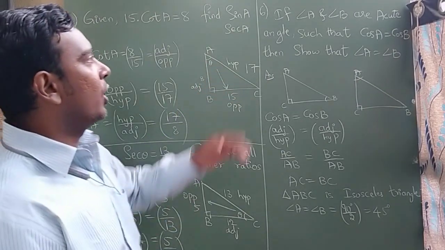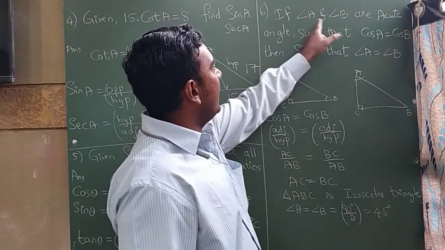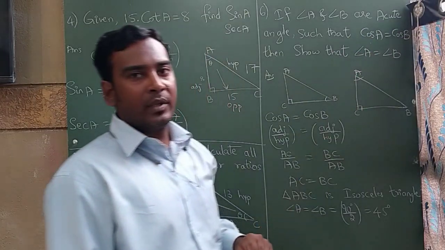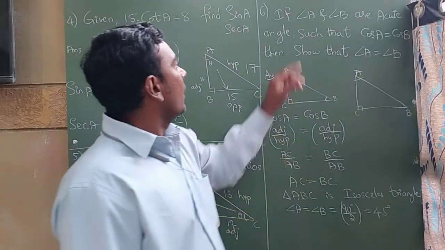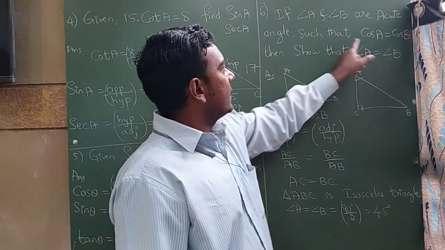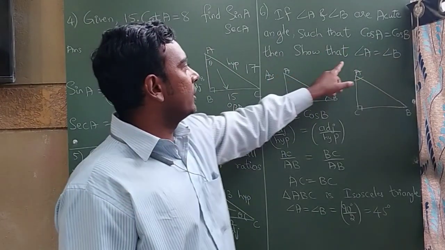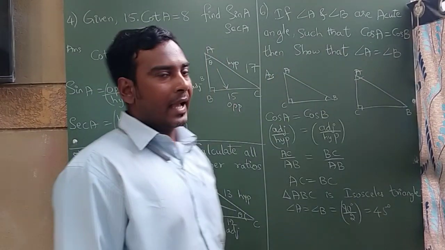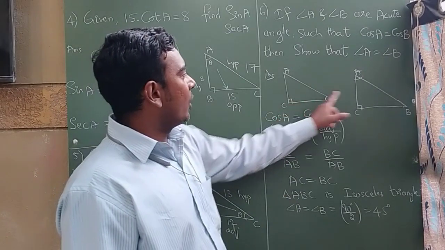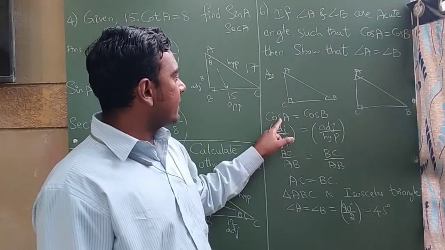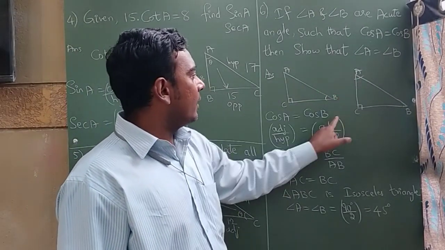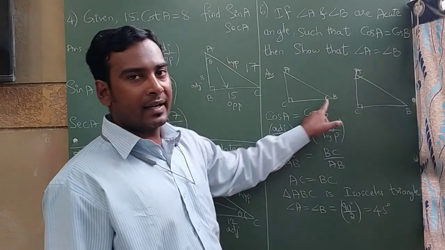Fine. Now let's move on to the sixth sum. If angle A and angle B are acute angles, meaning less than 90 degrees, such that cos A is equal to cos B, then show that angle A is equal to angle B. So I have drawn two triangles. Why? Because once I am taking theta at angle A and once I am taking theta at angle B.